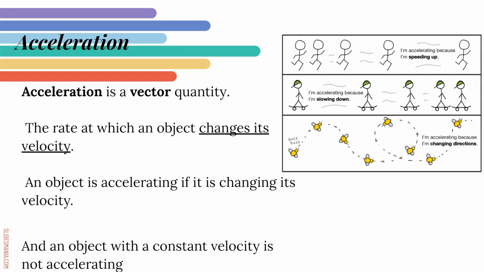If we do not see a change in velocity, if our velocity remains constant, then that just means we're not accelerating. So as the picture shows beside, this person is running, so they're speeding up, so their velocity is changing, so they're accelerating. Same with slowing down. If you're on a skateboard and you're coasting and then you come to a stop, that's also considered acceleration because your velocity is changing by slowing down.